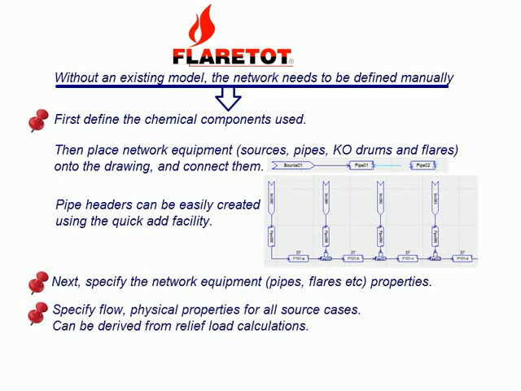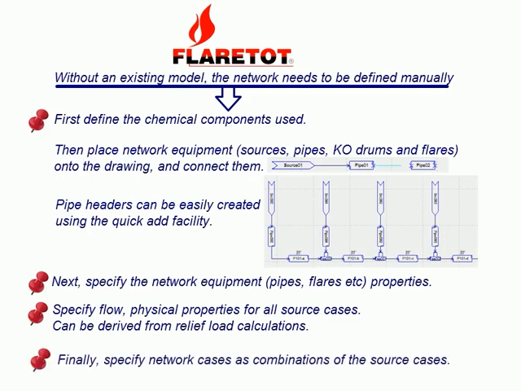Next, specify flow rates and physical property data for all possible flow cases that may result from each source to the network piping. These cases are usually based on equipment failure or fire, and can be derived from relief load calculations. Finally, network case scenarios are specified as overall combinations of the individual source cases specified previously. For example, a fire case for a particular area would constitute all the fire cases active for sources in that area.